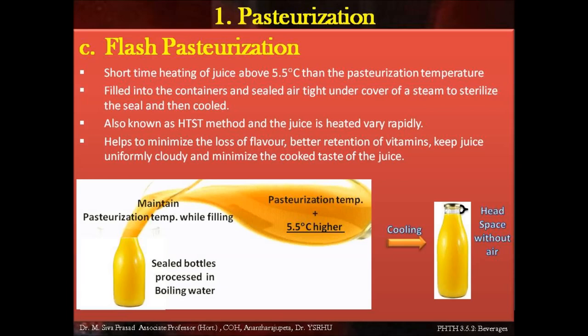So the juice is overflowing from the bottle. And then this particular method, flash pasteurization, the name itself indicates flash. Within a very short period of time, the juice is heated and rapidly cooled. In a short time it will be heated to a very high extent, that is, 5.5 degrees Celsius above the pasteurization temperature. That means 75 to 88 degrees Celsius plus 5.5 degrees Celsius. In the overflow method, it is 75 to 88 degrees Celsius plus 2.5, right? So in flash pasteurization the temperature is higher than in the overflow method.